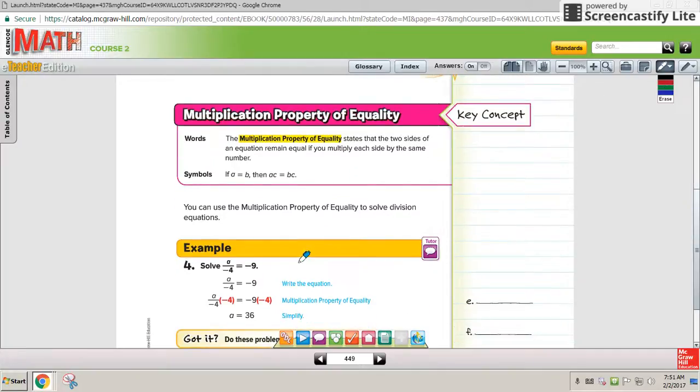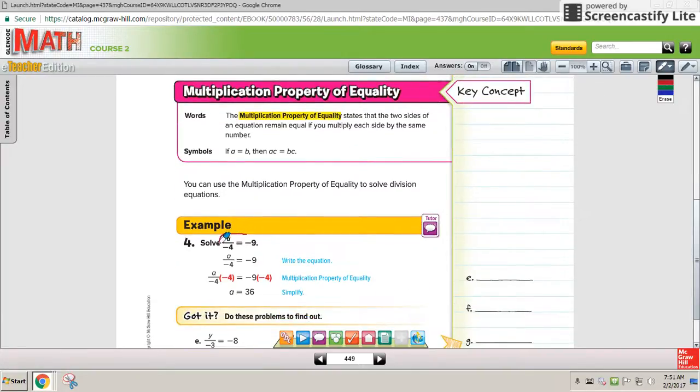All right, so why would we possibly need to multiply? Well, let's look at this equation. A divided by -4 equals -9. And our goal is to get A equals something. So what do we have to get rid of on this side of the equation to get A by itself? And I often ask kids, what's happening to A? Isn't A being divided by -4? How do you undo dividing? You multiply. So the inverse operation of division is multiplication.